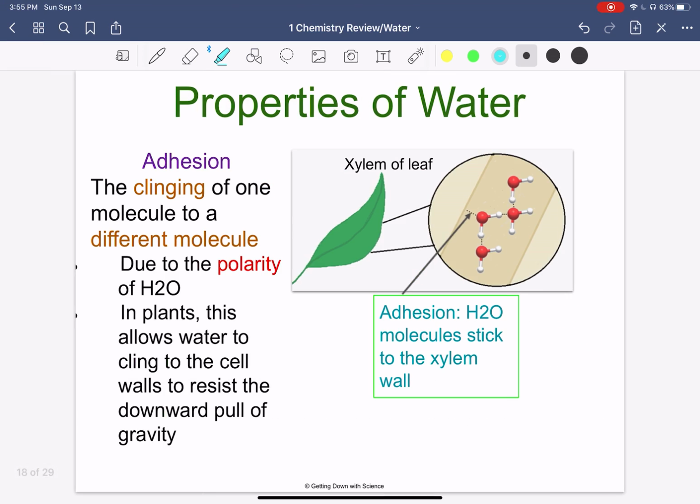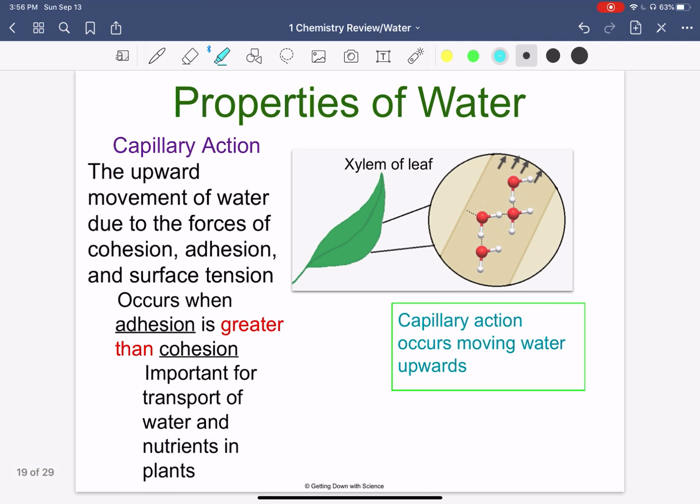Another property of water is called adhesion, and that's water's ability to grip other things, like the side of a straw, or in this case, the xylem of a leaf, which are like little straws inside of leaves. Because of water's polarity, not only will it stick to itself, it'll actually stick to the cells surrounding the tubes of this xylem. It's why you can actually drink through a straw.